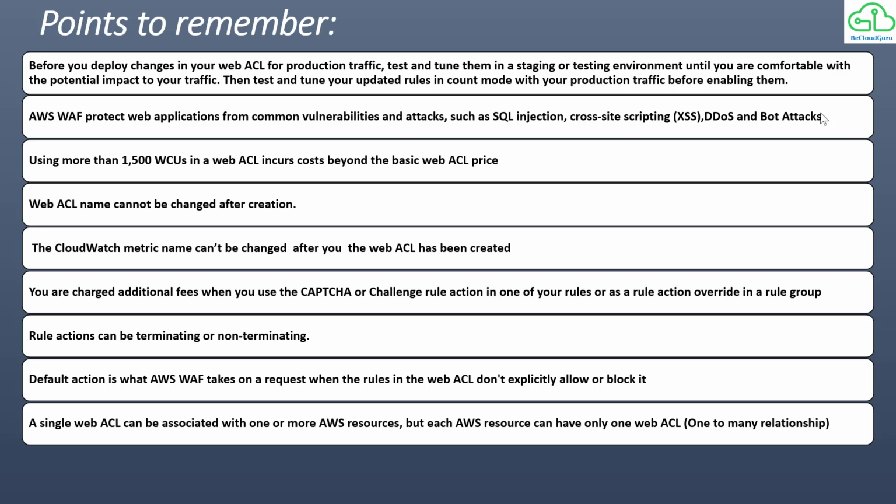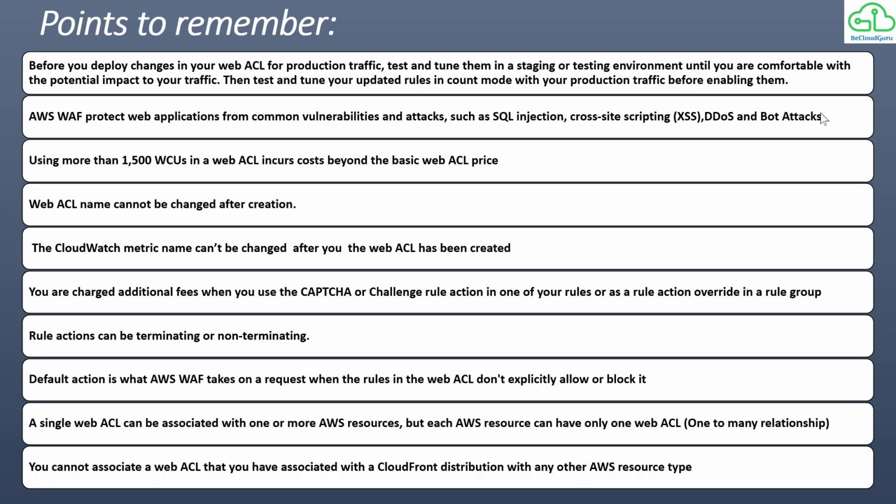A single web ACL can be associated with one or more AWS resources, but each AWS resource can only have one web ACL associated at any given point of time. So this is basically a one-to-many relationship. Your web ACL can be used with multiple AWS resources, but your AWS resource cannot have more than one web ACL at any given point of time.